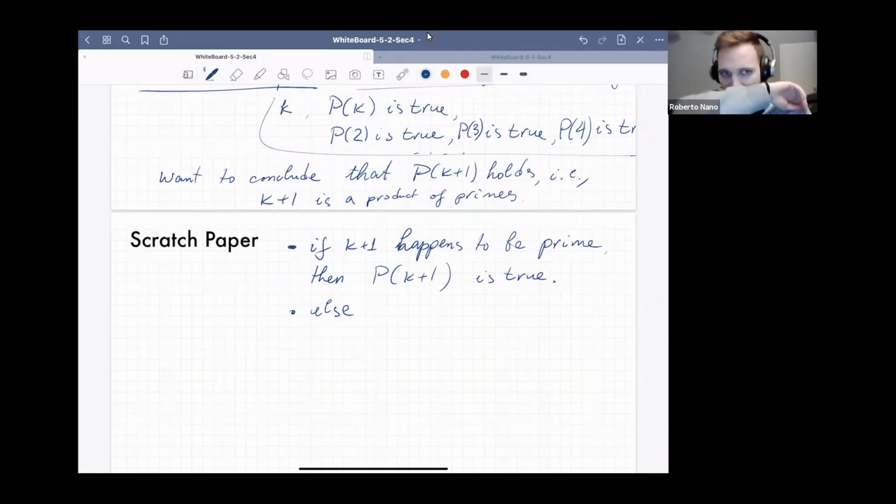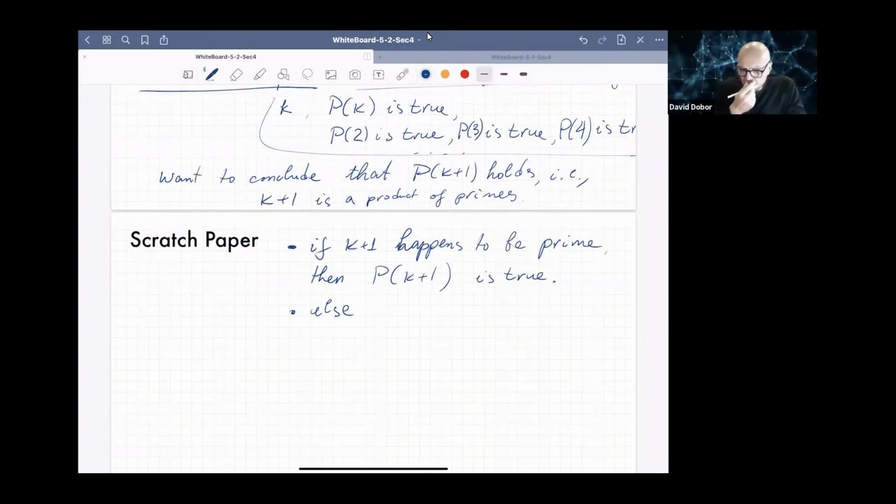Okay. So yeah, that's true. That's a good idea. So k plus 1. Now I want to prove that k plus 1 is going to be a product of primes. If k plus 1 is prime, then it's clear. It's true. Else, just by definition of what it means for this to not be prime, or we can follow yours too, but let's just go with this.